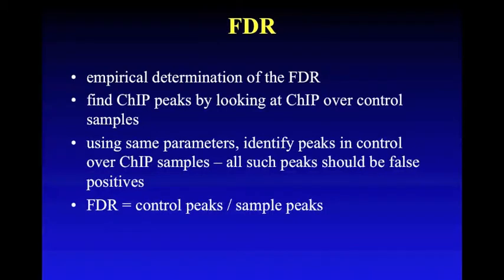The false discovery rate in MACS is defined empirically. ChIP peaks are found by looking at enrichment over control. Using the same parameters defined there, peaks in the control over the ChIP sample are called. These should all be false peaks because they're called from the control sample. The false discovery rate is then defined as the number of control peaks divided by the peaks in the sample.